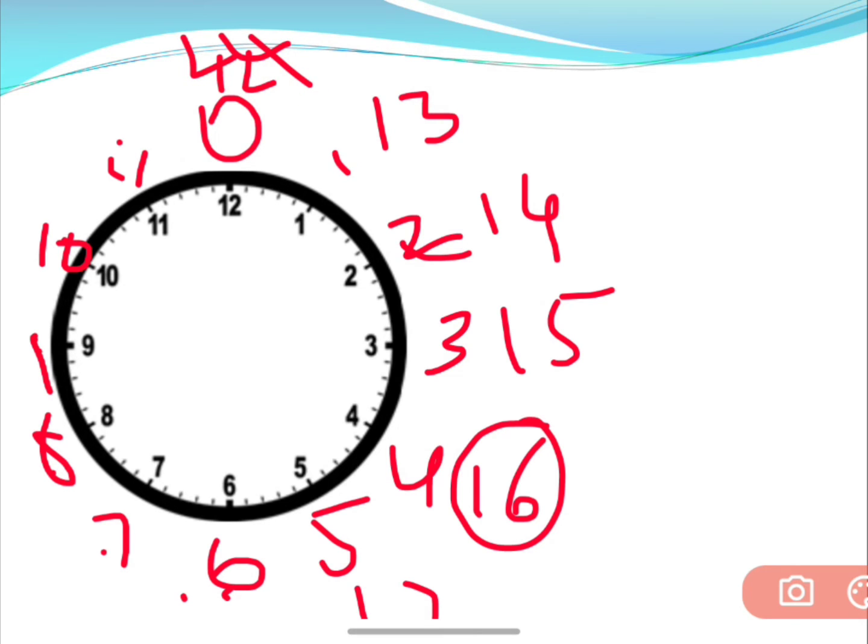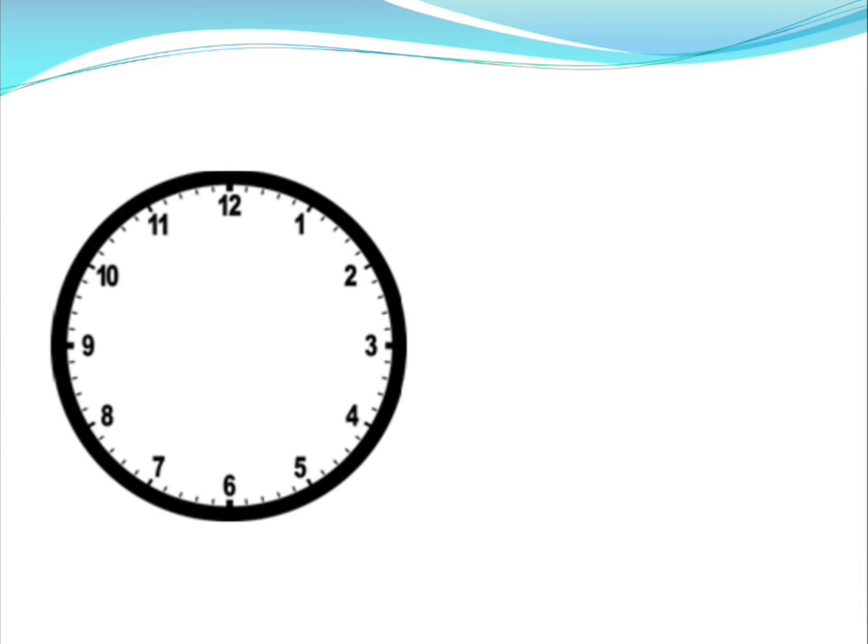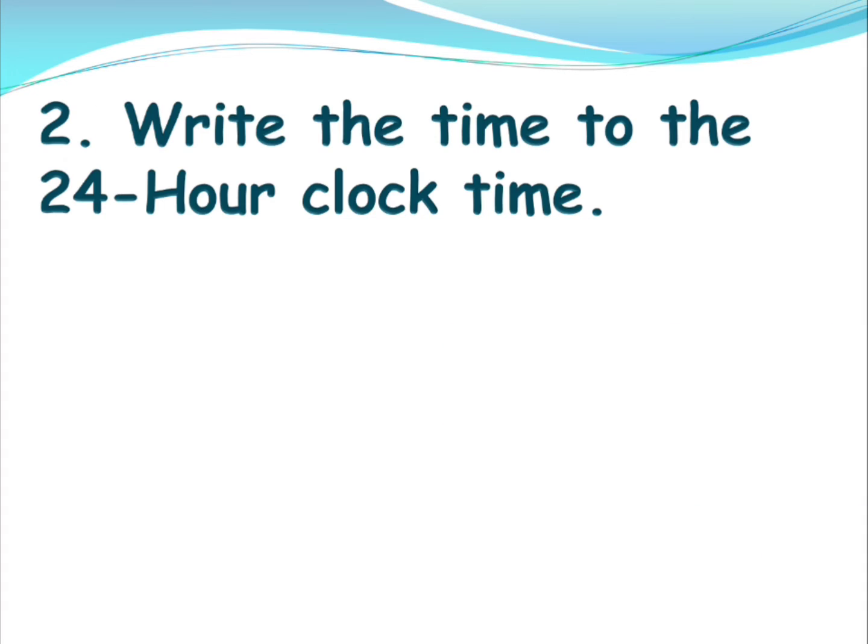That's why it is called the 24-hour clock and the 12-hour clock. Because after 12, we are not counting 13. We are counting again from 1. So this is the 12-hour clock and this is the 24-hour clock. Am I clear, children? Now, let's see the sums in this topic.